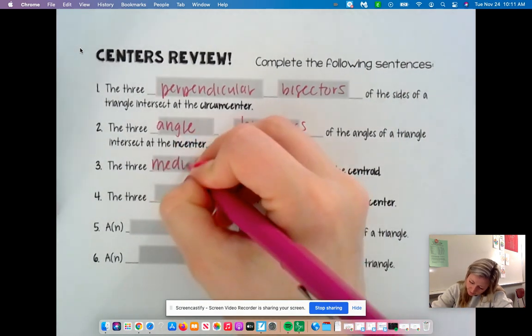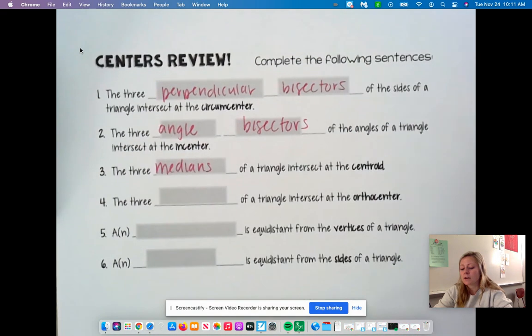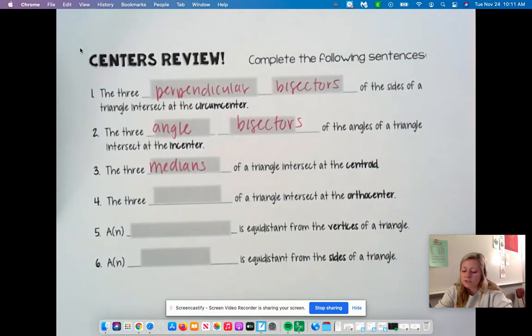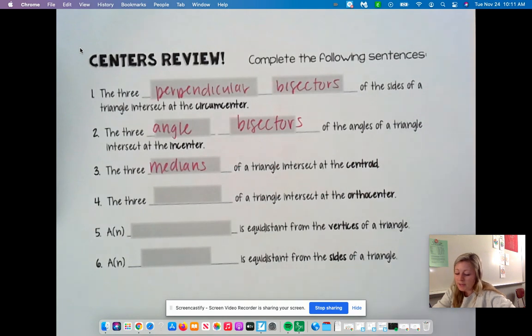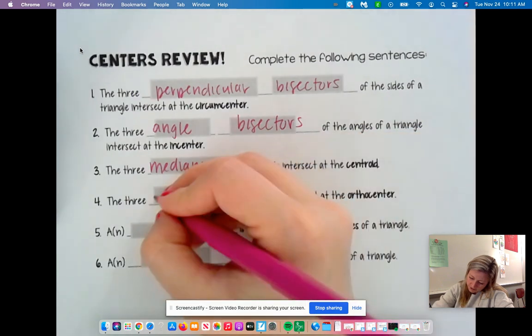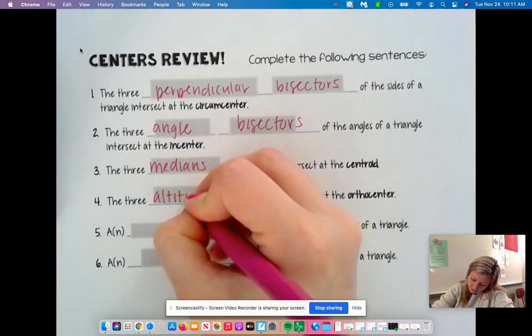The way I remember that is medians reminds me of meteors, and centroid sounds like a spacey term. So medians and centroids just make me think of space. I don't know. That's how my brain works, but that's how I remember it. The three blank of a triangle intersect at the orthocenter. We just learned that that is the altitudes.